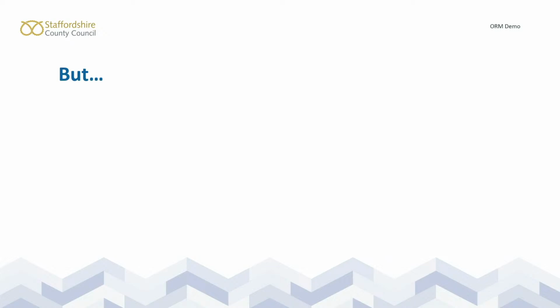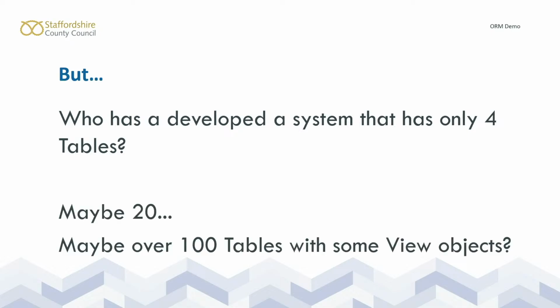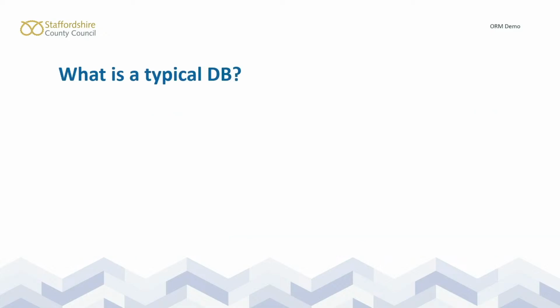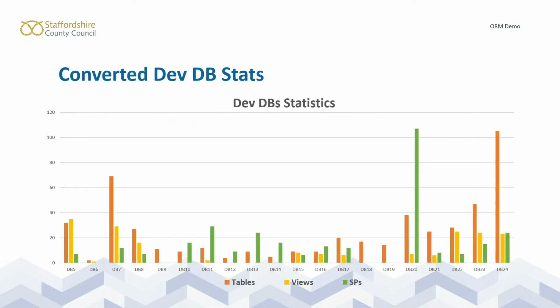But whoever has developed a database with only four tables in it, I've done one too, and you'll see it in a bit. Say maybe 20, more like 100 tables, with view objects sometimes. So what's a typical database? How many tables and views are in a typical database? I did a survey of the development tables at work, and I wasn't allowed to write anything down because of the confidentiality.